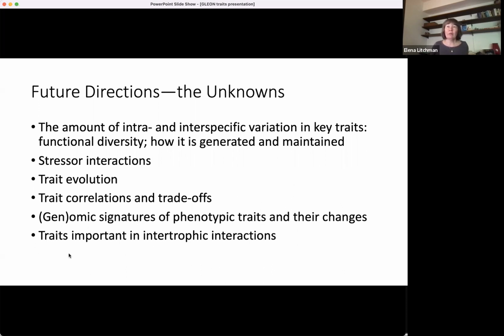And another frontier is that we still don't know what traits are important in determining intertrophic interactions. For example, predator-prey, well, we know more about that, but parasite and host interactions, we still don't know many of the traits that may be important. So this is another fascinating frontier.